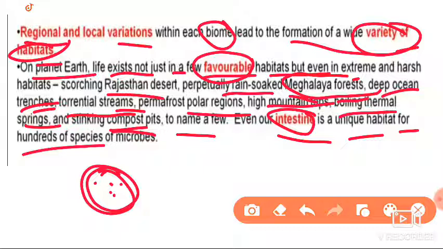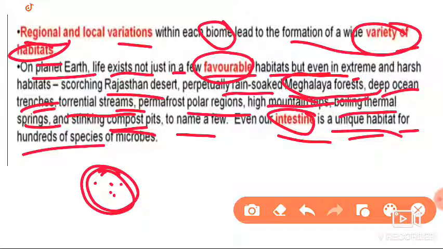Okay, intestine. They are going to affect our intestine. It means they are going to survive in our intestine. Hundreds of species of microbes are able to survive in our intestine. It is also one of the unique habitats for so many microbes.